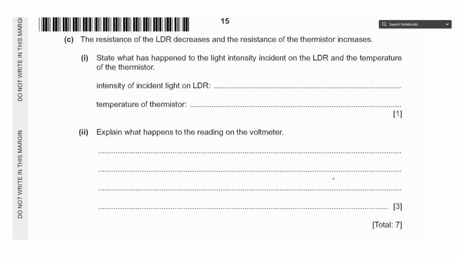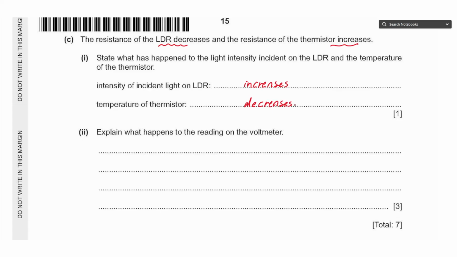Part C says the resistance of the LDR decreases and the resistance of the thermistor increases. State what has happened to the light intensity incident on the LDR and the temperature of the thermistor. Temperature and light are opposite to what happens to the resistance. If the resistance of the LDR decreases, that means the light intensity increased. And if the resistance of the thermistor increases, that means the temperature decreased. So they are always opposite to resistance.